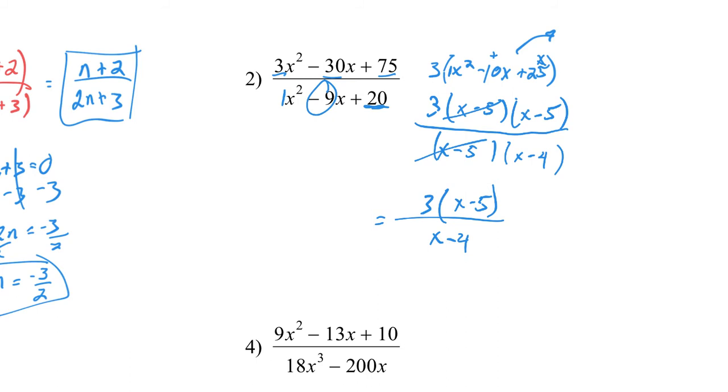Now you just set your denominator factors equal to 0. So you have x minus 5. Even the one that got canceled has to get set equal to 0. And the x minus 4 has to get set equal to 0. So x equals 4 is excluded, and x equals 5. So there's the two values that x cannot equal.